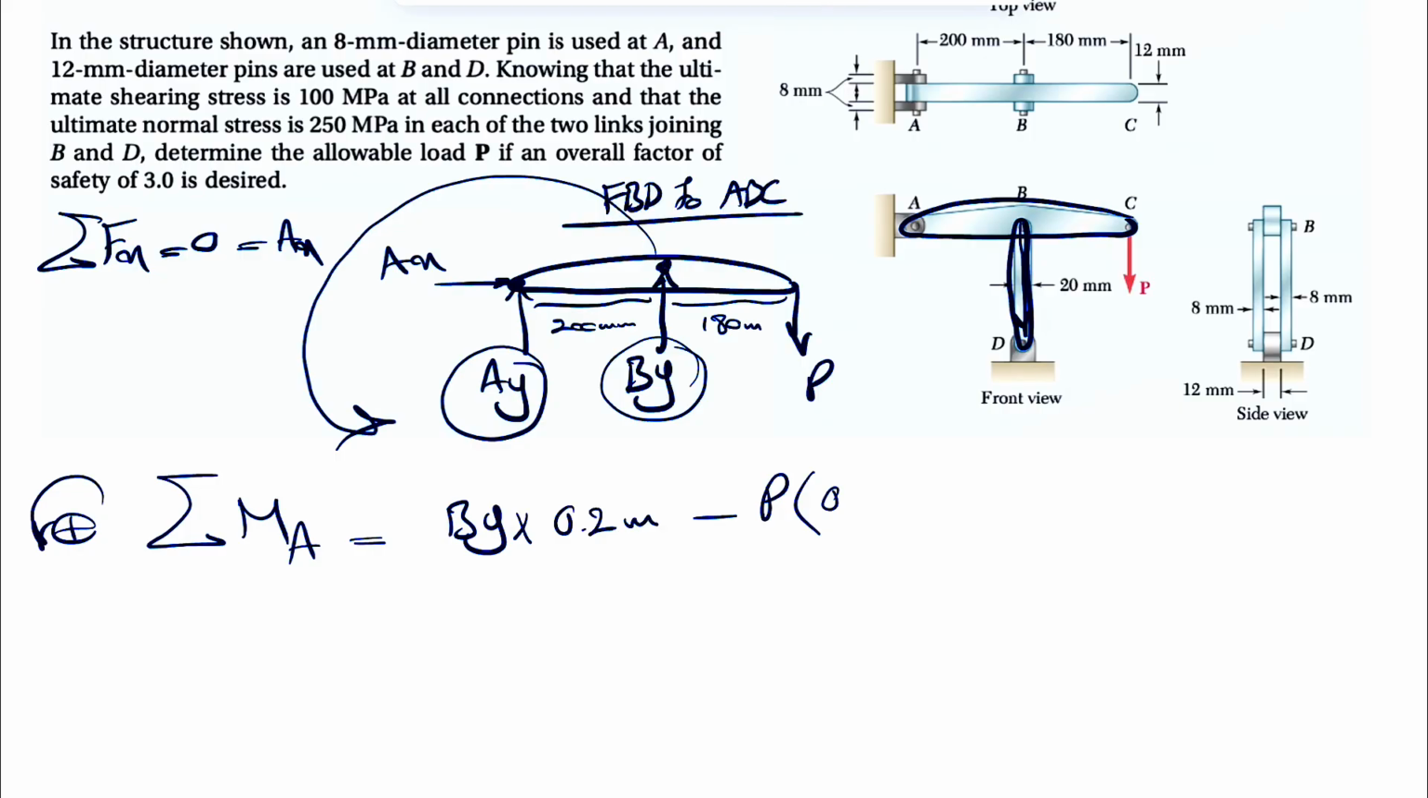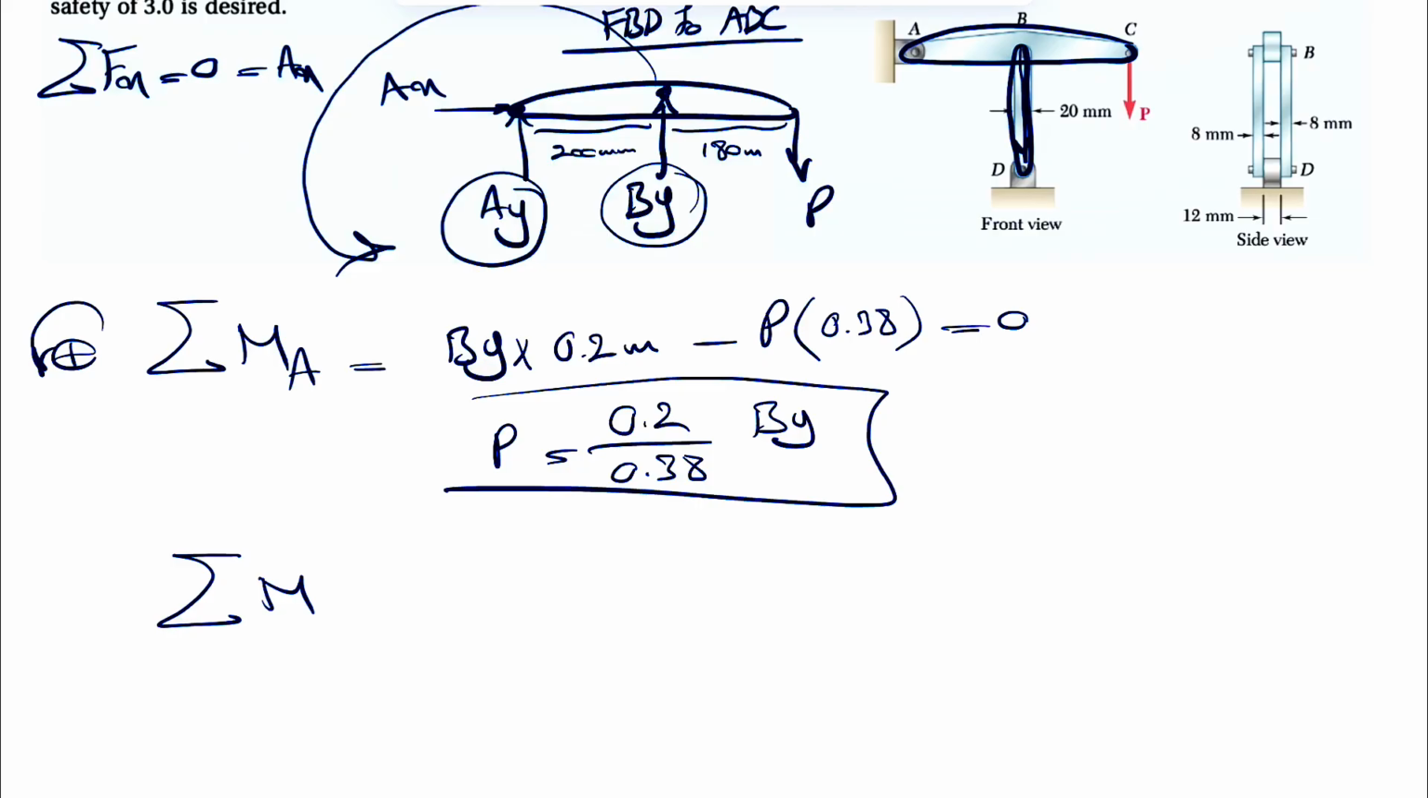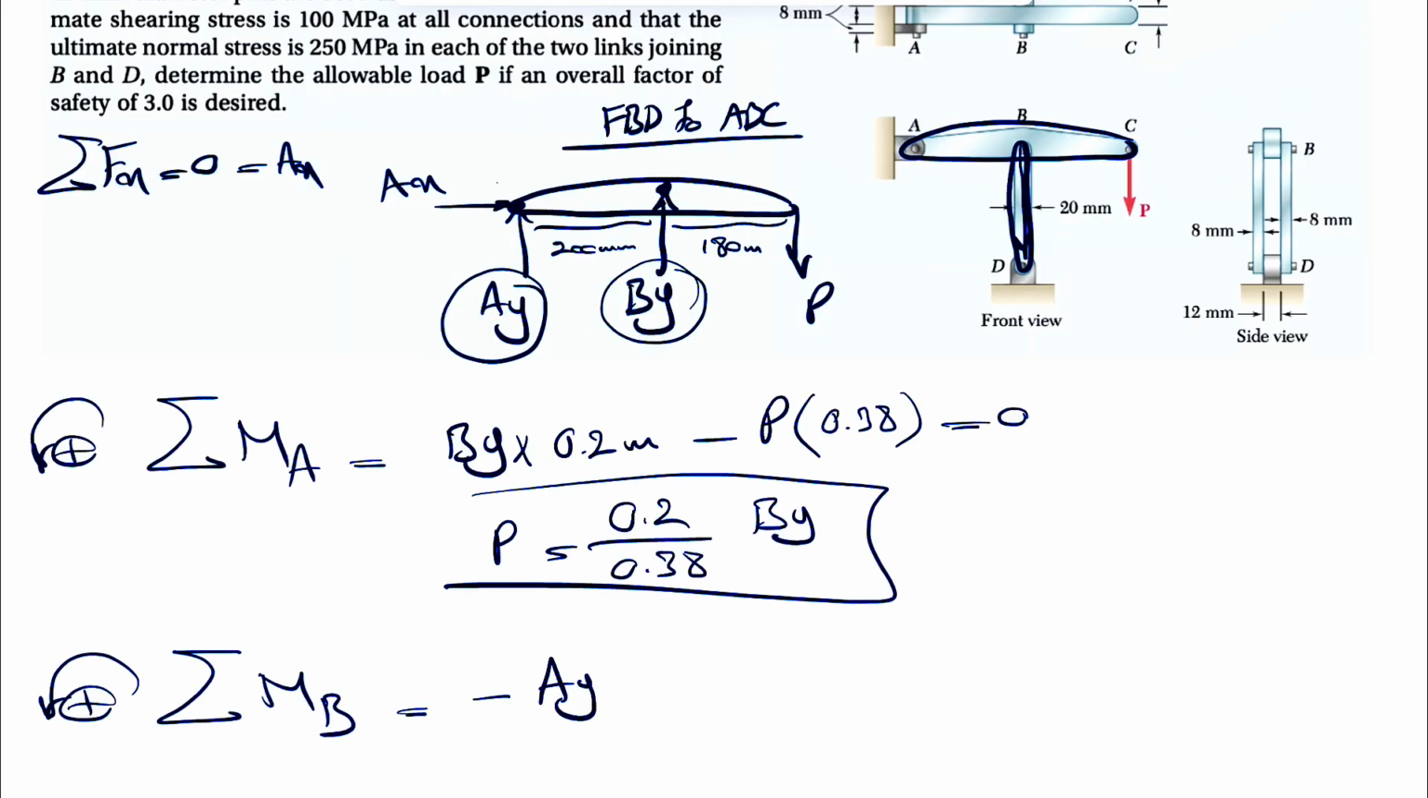This will be equal to 0, so we can find P based on BY. So P will be 0.2 divided by 0.38 times BY. And if we do the sum of all moments about point B, we should be able to find A. So this time we're going to have the moment of AY.